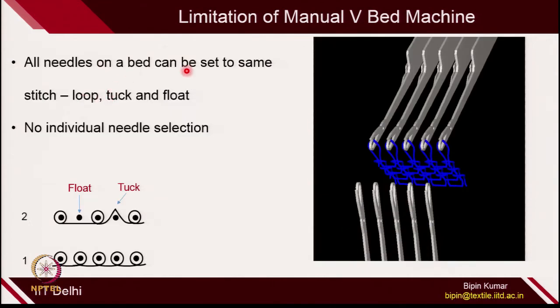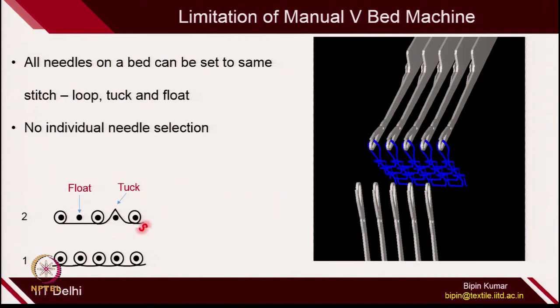So ideally speaking, if you see, there is no possibility for individual needle selections. For example, if you want to create a course where the first needle is making a loop, second float, third loop, fourth tuck and then again loop.